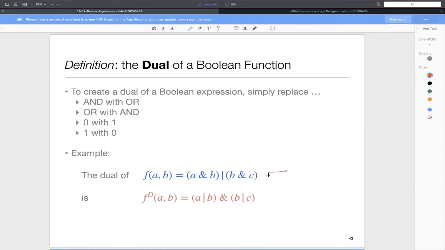So this was my original expression: F(A,B) is equal to A and B or B and C. The dual of this is: wherever I had an AND, I replace it with an OR, and wherever I had an OR, I replace it with an AND. There were no constants here, so I didn't have to worry about it. So this is just blind substitution. I can imagine if you were writing a software package to manipulate these expressions, you would just look for all the symbols of the type AND and replace them with OR, and replace all the ORs with ANDs. Okay, so that's the definition.